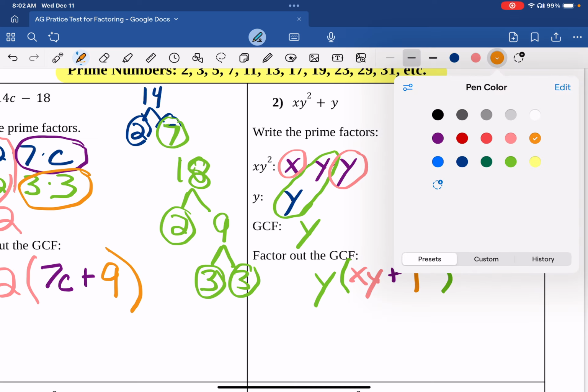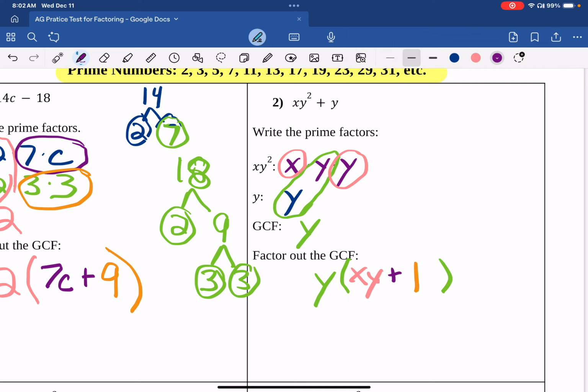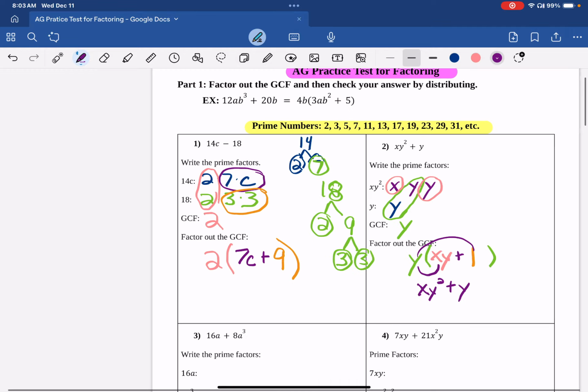And you can check that by distributing. Why 0 wouldn't work: you would take y times xy. That would give you xy squared, which is what we started with. And y times 1 gives us plus y. If that 1 was a 0, we'd have a 0 there, not a y.